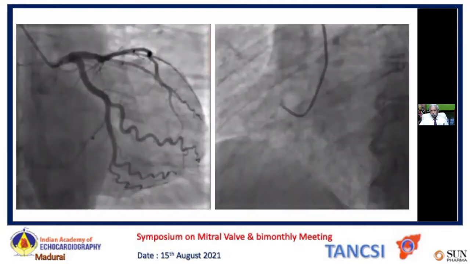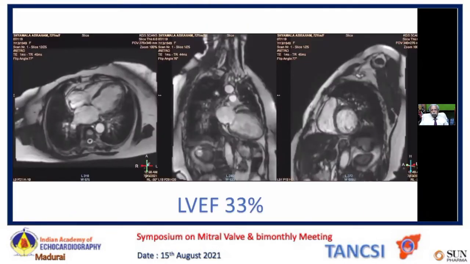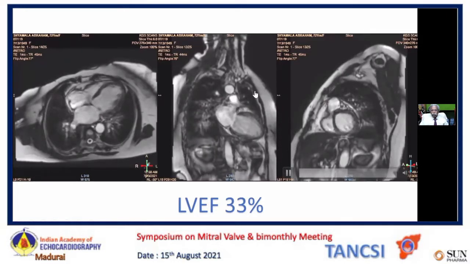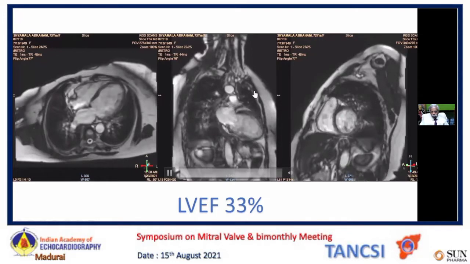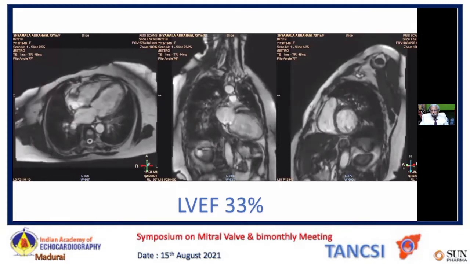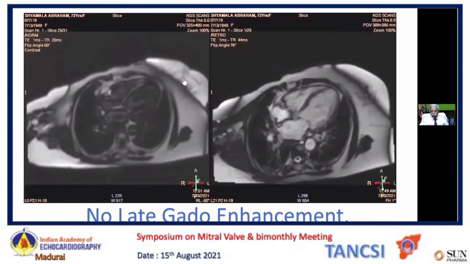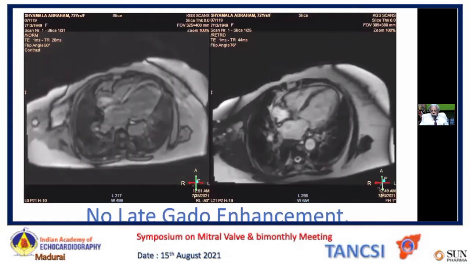The coronary angiogram done for this patient was absolutely normal, and this is the CMR. You can see here the 4-chamber equivalent in the MRI scan. This is the 2-chamber equivalent, and this is the short axis view compared to our echocardiography. Our three-dimensional echocardiographic calculation of ejection fraction was correlating very well with the CMR value, which is 33% in this case. But there was no LGE, or late gadolinium enhancement. You can see here there is no late gadolinium enhancement.